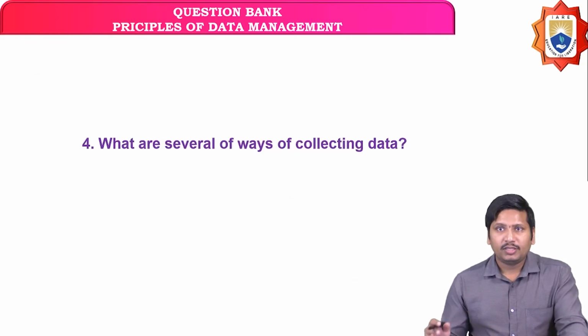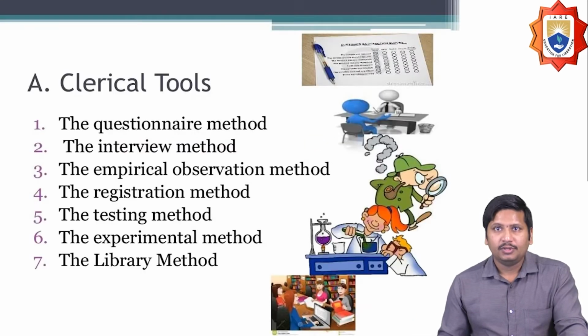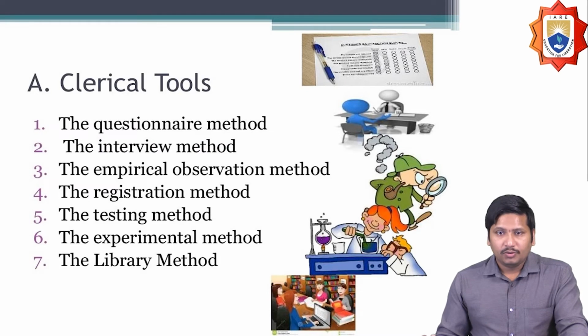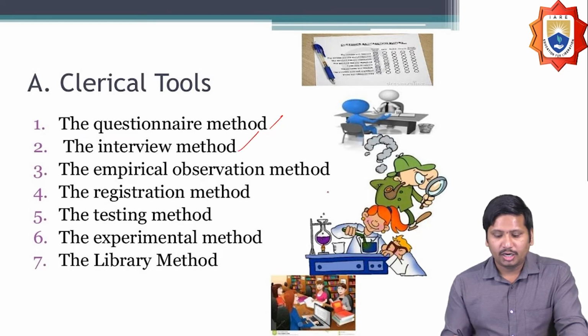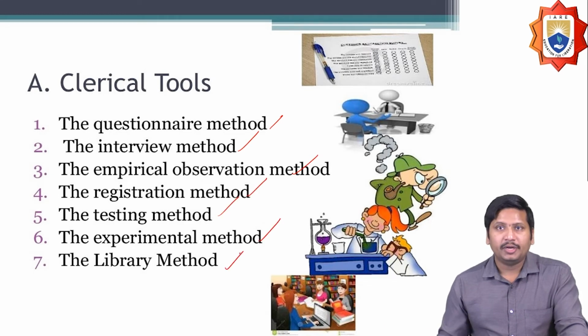So there are several ways. The next question is: what are the several ways of collecting data? The first one is clerical tools. Here the clerical tools are the questionnaire method, interview method, empirical observation method, registration method, testing method, experimental method, and library method. These are some of the clerical tools we have.